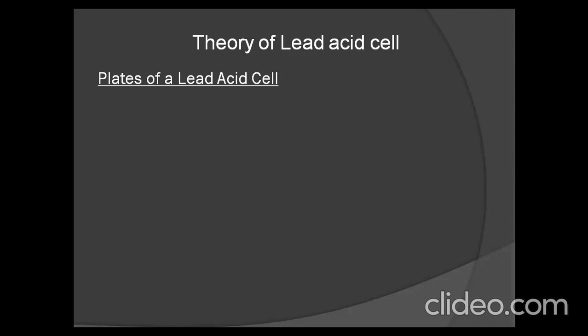The grids are made up of an alloy of lead and antimony. These are usually made with the transverse rib that crosses the plates at right angles or diagonally.